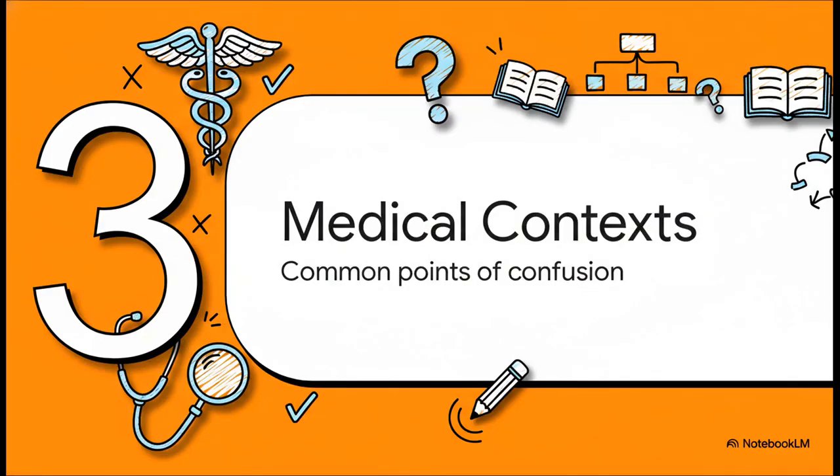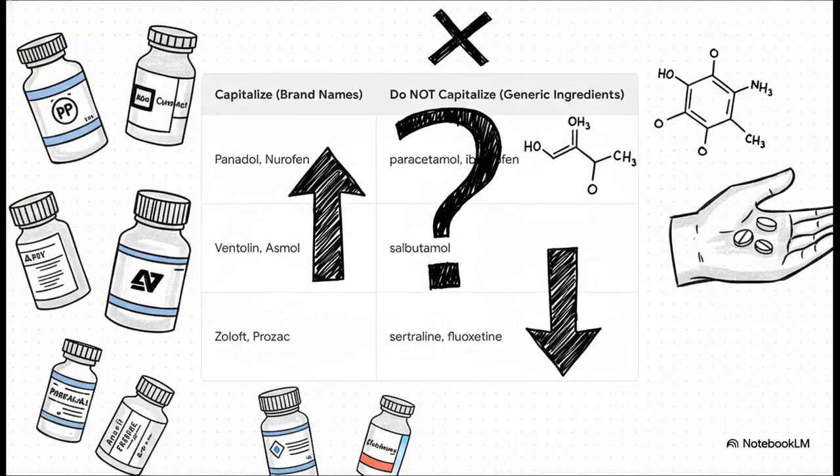Okay, basics are down. Now let's get into the tricky stuff, the rules for medical contexts. This is where things get a little fuzzy, and honestly, it's where a lot of people get confused and lose easy points. So pay close attention to this next part. First up, medications. This is a big one. The rule is actually super simple once you get it. You capitalize the brand name, like Panadol or Ventolin, because that's a specific trademark product. It's a proper noun. But the generic chemical name, like paracetamol or salbutamol, that stays lowercase.